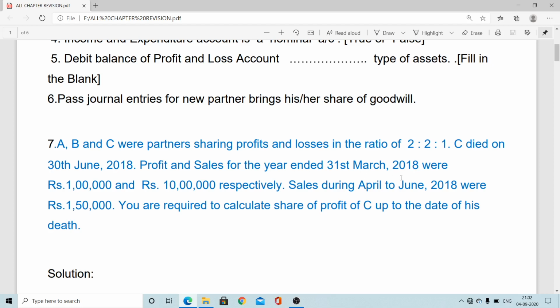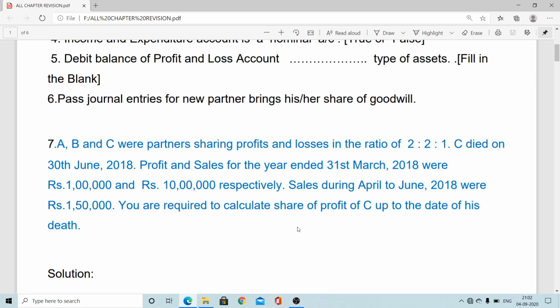Here it is the year ended 31st March 2018. So that time profit was 1 lakh, whereas sale was 10 lakh. So ultimately last year's sale was 10 lakh and profit 1 lakh. Now from the last balance sheet till the date of death, that is 30th June, ultimately April, May, June, 3 months later the death arose. In that period, sales are 1,50,000. So what will be the profit? We can easily find it using the unitary method or by calculating the percentage of profit.